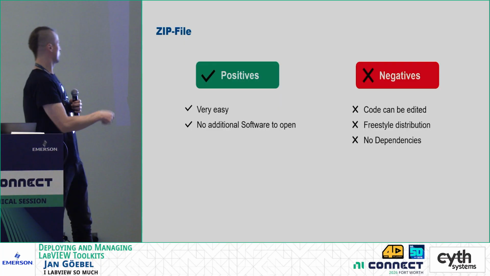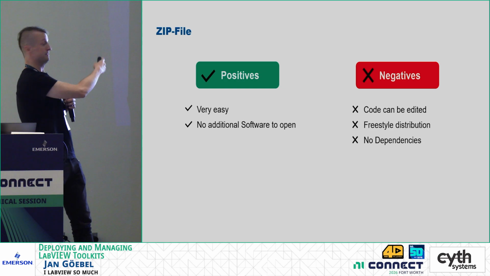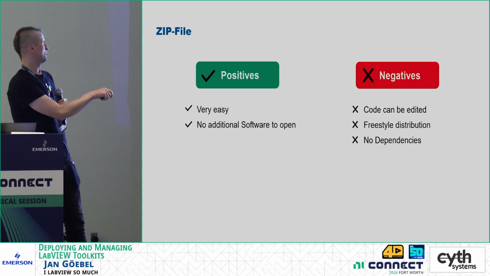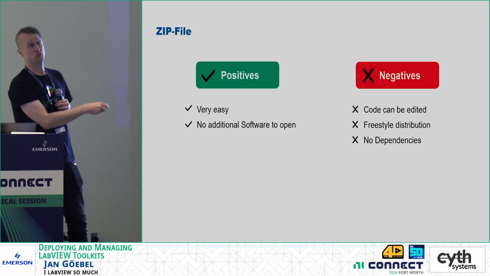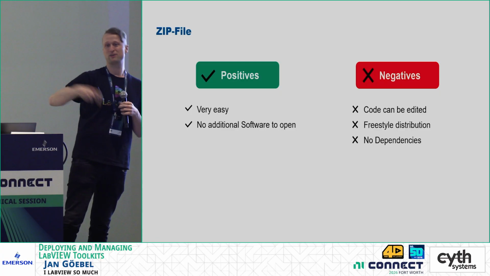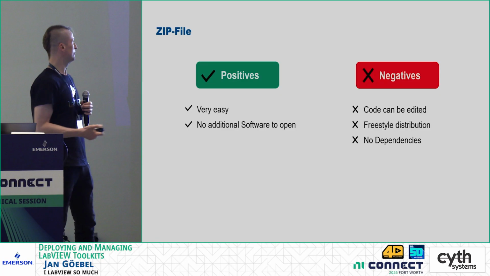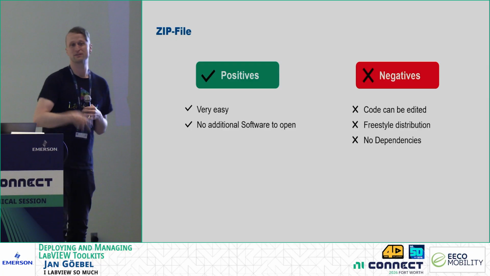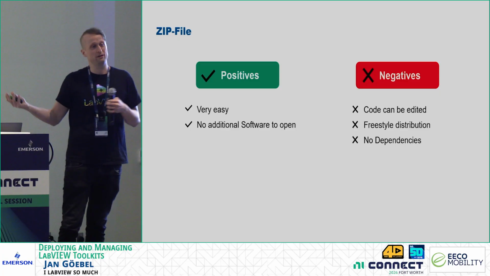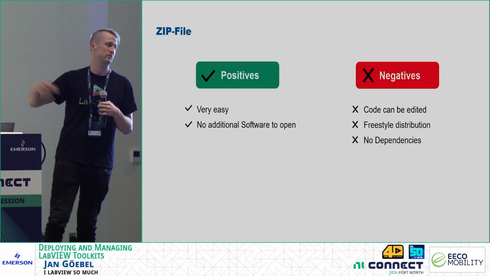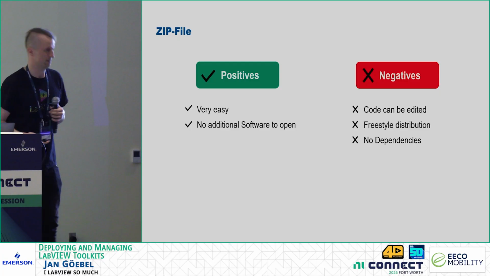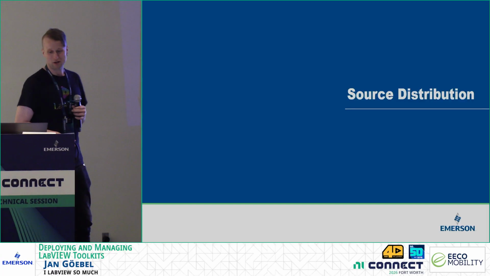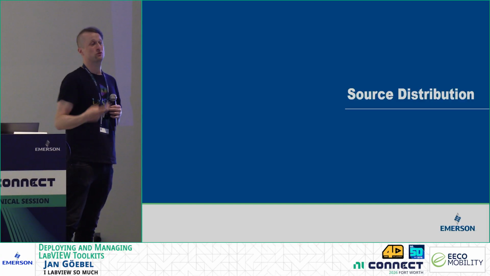Maybe first with the pros, it's very easy. There's no additional software to open. Windows can just open a zip file. But of course the cons: code can be edited. Freestyle distribution, I have to maybe send it to him via email, give him a USB stick or whatever. And the worst part, no dependencies. So you may find yourself opening the toolkit and it's not executable, the run arrow is broken because my useful math library is missing. So that brings us to the first, let's say, real approach to how to pack that, which is a source distribution.